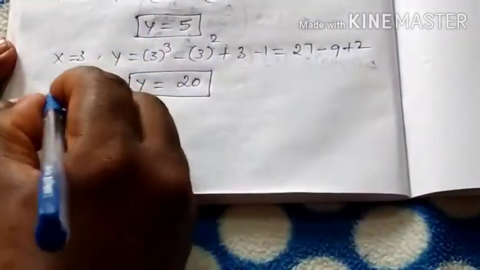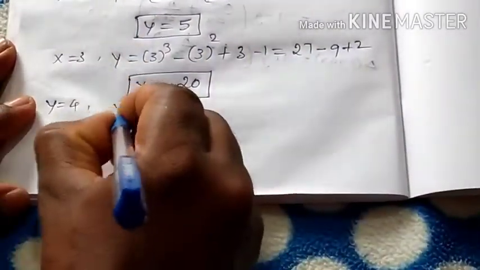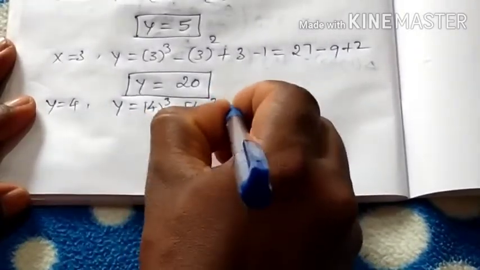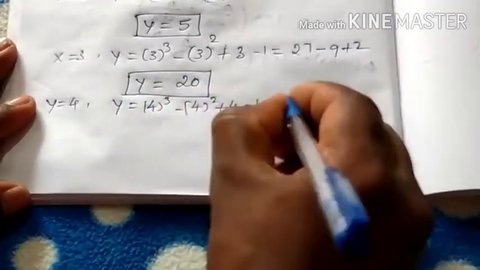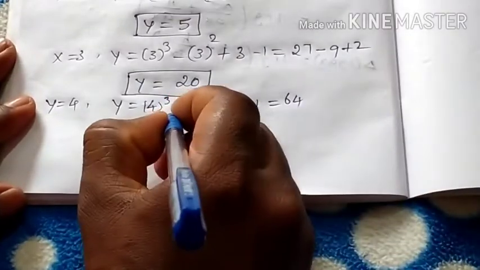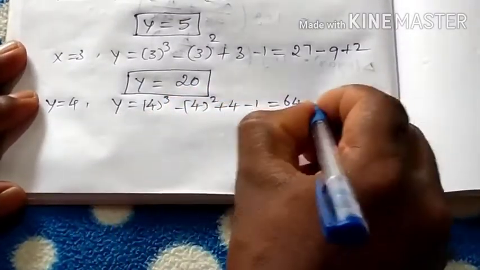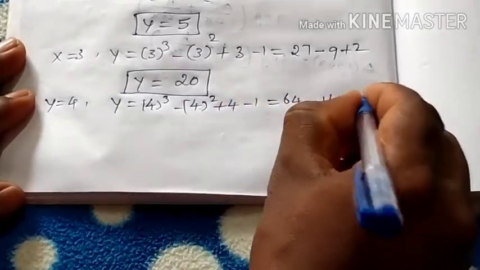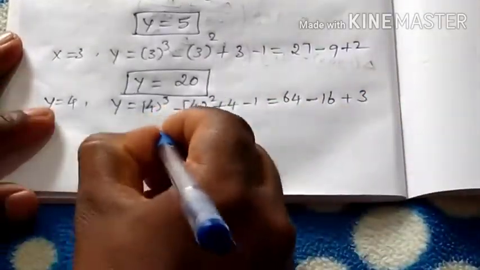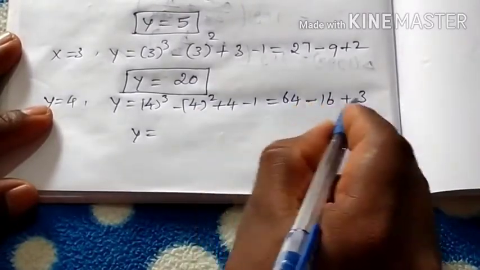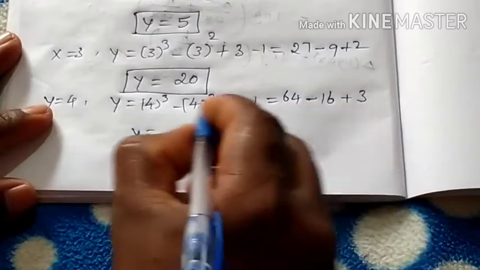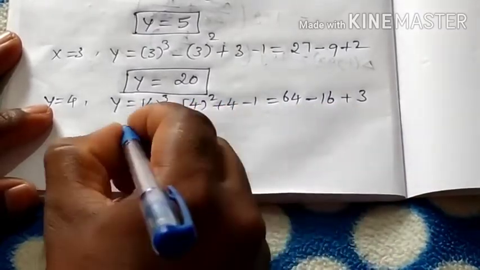Then x is equal to 4, y is equal to 4 cube minus 4 square plus 4 minus 1. 4 cube is 64, 4 4s are 16, 16 4s are 64, minus 4 squared is 16, 4 minus 1 is 3, plus 3. So y is equal to 64 plus 3 is 67, 67 minus 16 is 51.